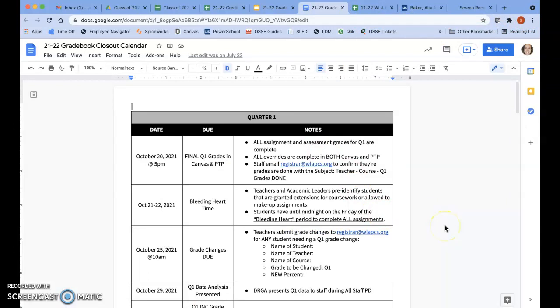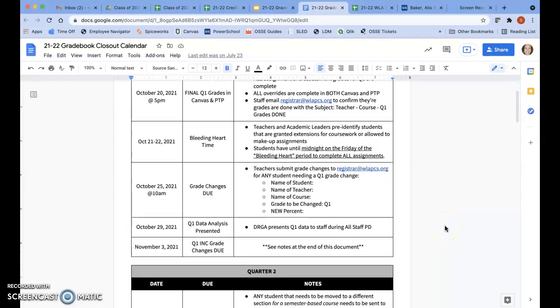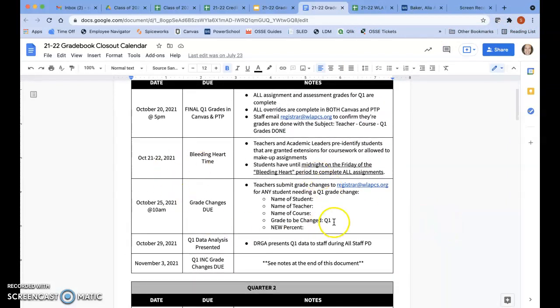This is our gradebook closeout calendar. It essentially reviews for you each quarter when things are due. So this bleeding heart time, again, pre-identifies students that are granted extensions for coursework. So this is to account for the fact that we could have students out with quarantine. We could have students that have medical needs that come up or a family member passes away, something of that nature. This bleeding heart time is really to capture that. It's really to allow for that grace period for some of our students.